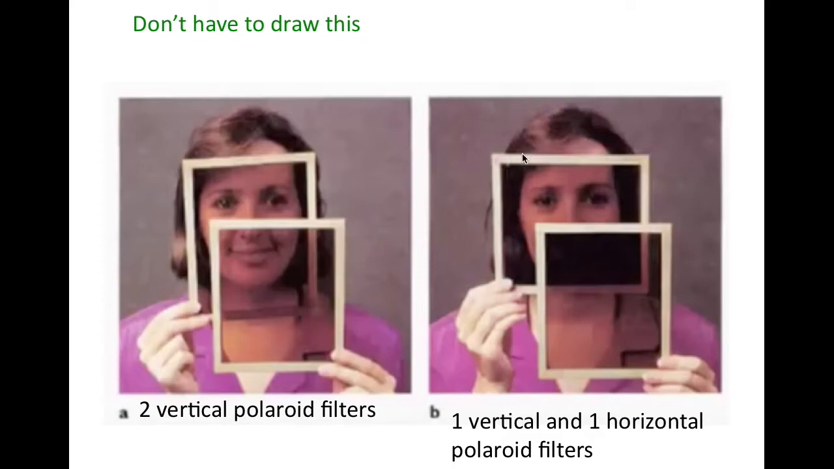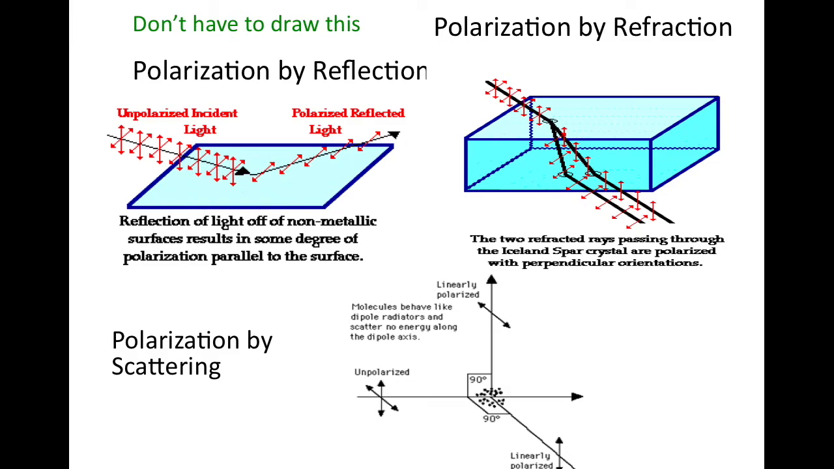In photo B, on the right, we have one vertical and one horizontal Polaroid filter. The filter on the front is vertical, and the filter on the back is positioned horizontally. The unpolarized light that is incident on the first filter would pass through. However, because the light that passed through the first filter is vertically polarized, it is unable to pass through the second filter, which is horizontally oriented. And this is why we see nothing here. It's very dark. Let's talk just a little bit about the other ways that light can become polarized.